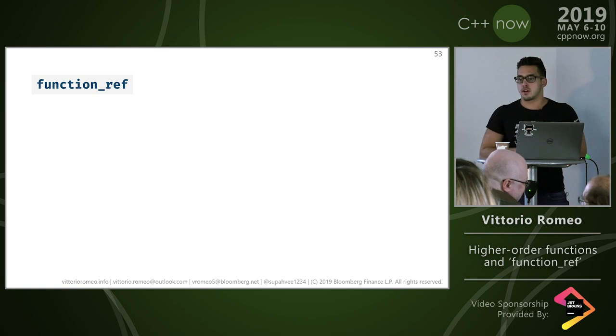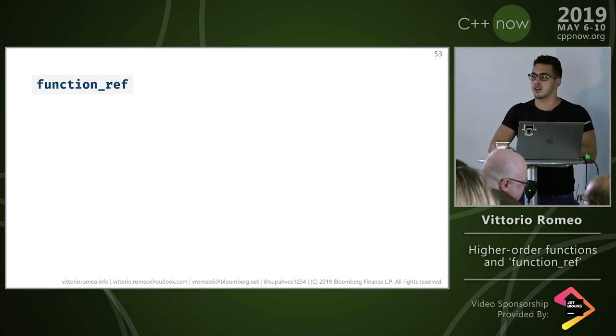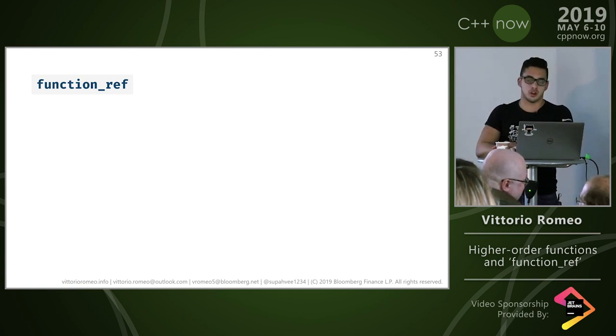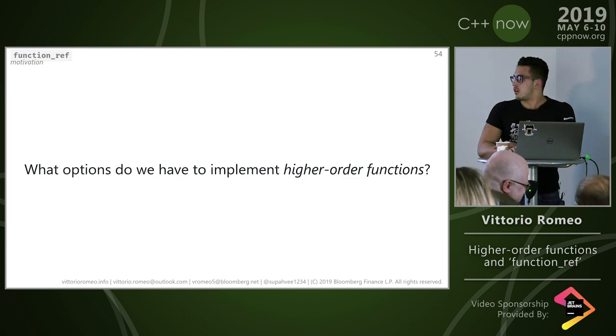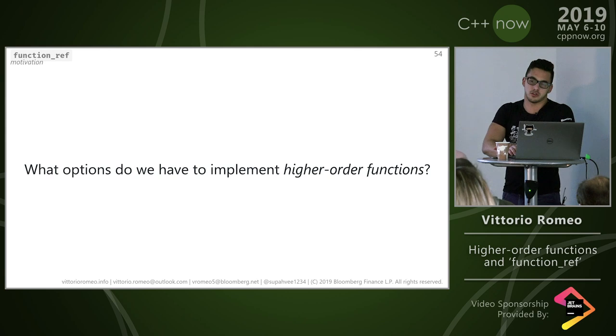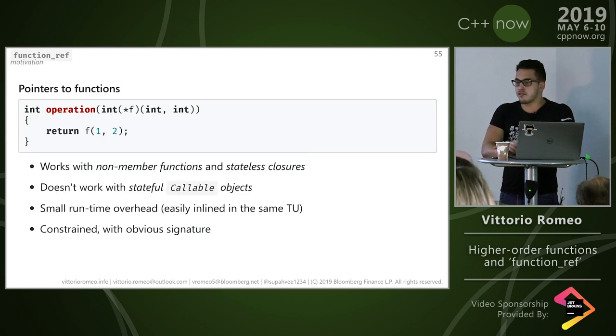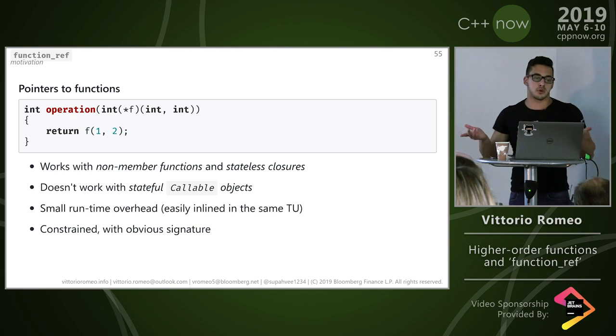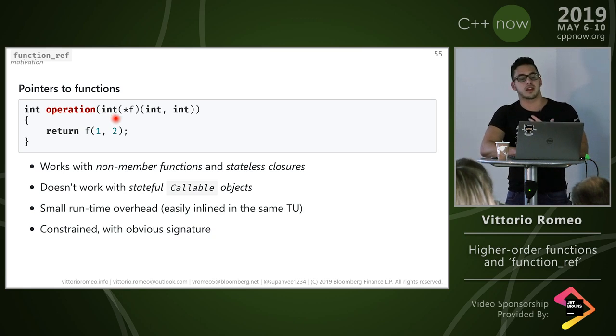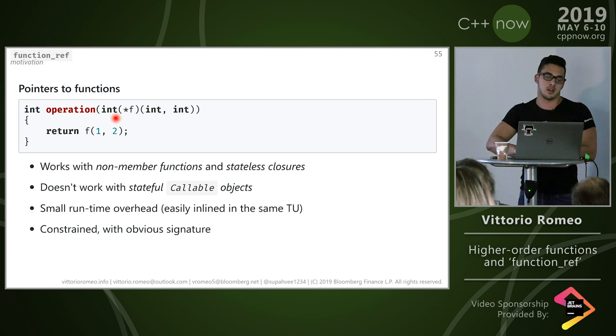Second half is about function ref, and this is where I would like some input on what's going on. So, what options do we have to implement higher order functions? So far I've shown template arguments, but we can do multiple things. The most basic one is pointer to a function. So imagine writing some sort of calculator where you want to pass your operation as a parameter. This could be, for example, an addition, subtraction, multiplication.